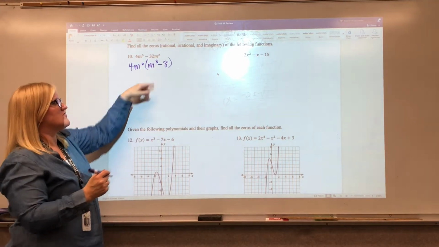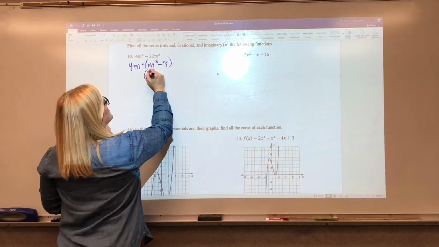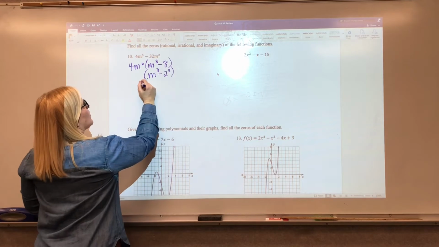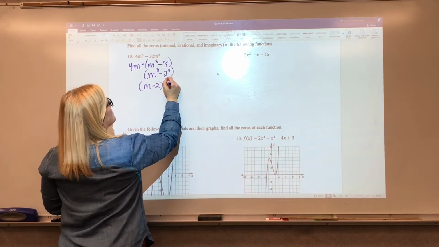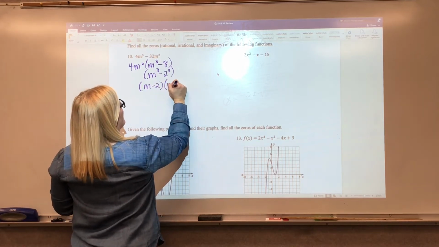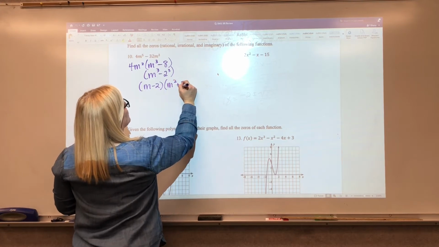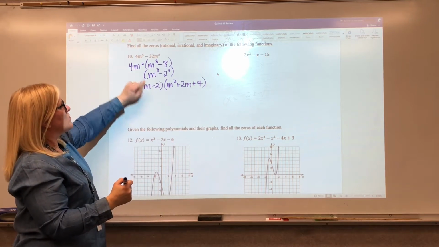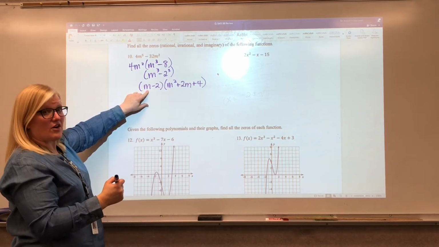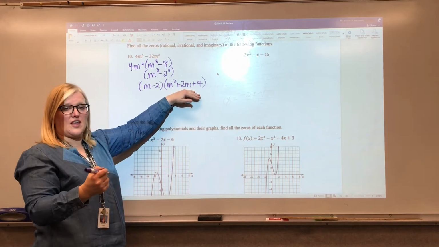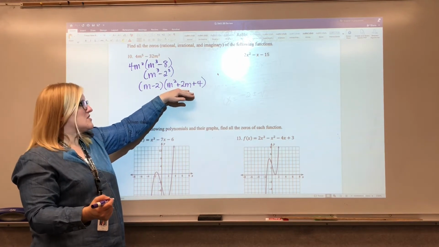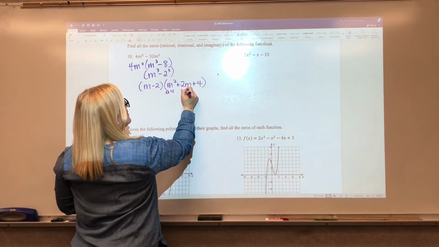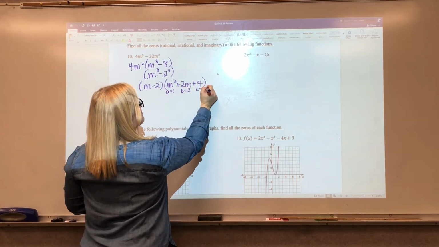And this is the difference of two cubes. Remember, this is 2 to the 3rd power. So this is going to be m minus 2, and then m squared plus 2m plus 4. Okay, so here's 2 of your roots. Here's 1 root right here. And now I need to use the quadratic formula to figure out this one. So a is 1, b is 2, c is 4.